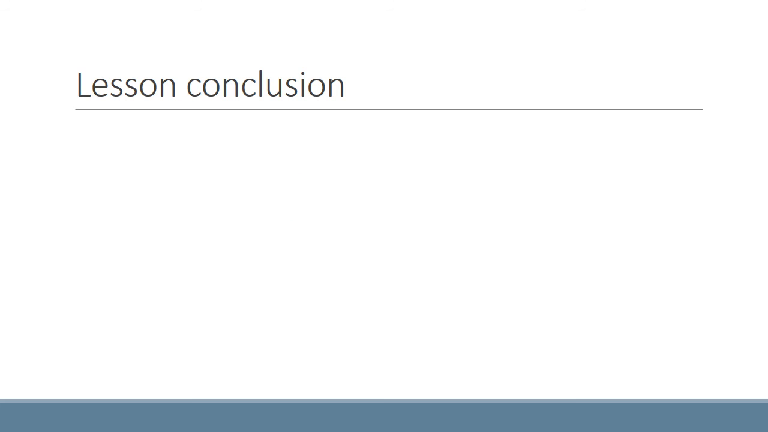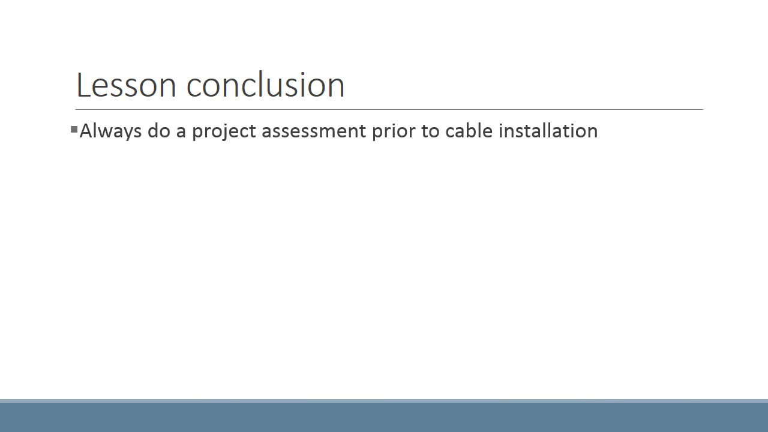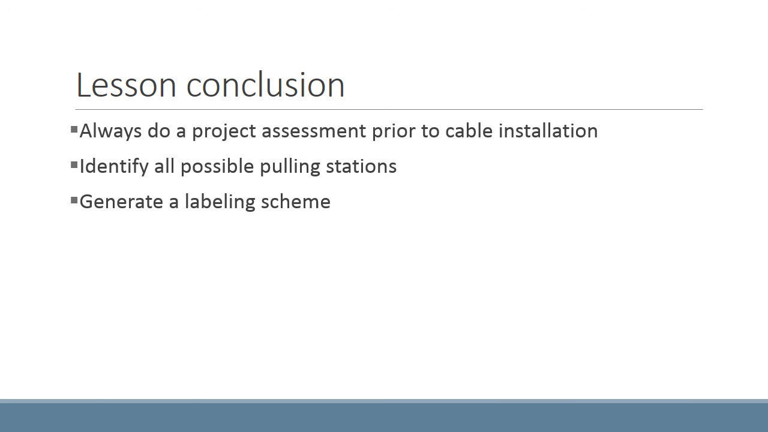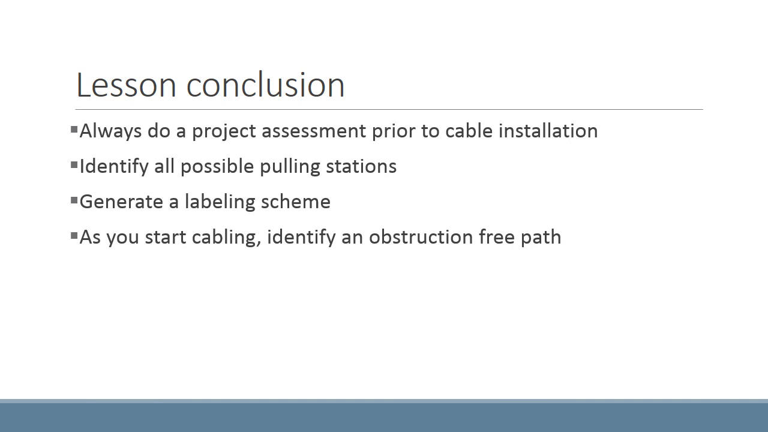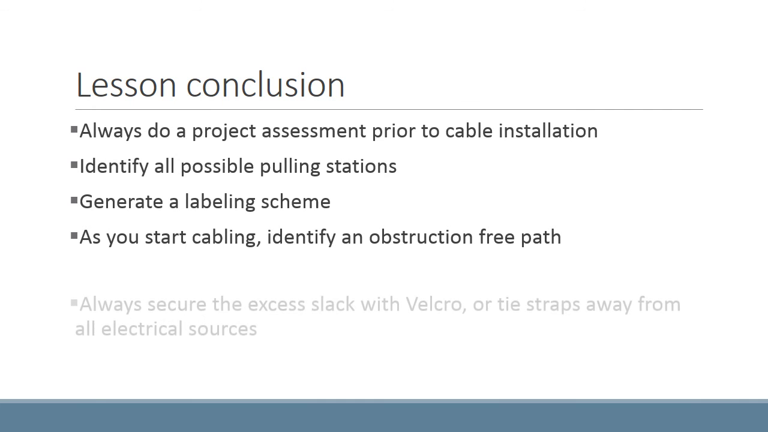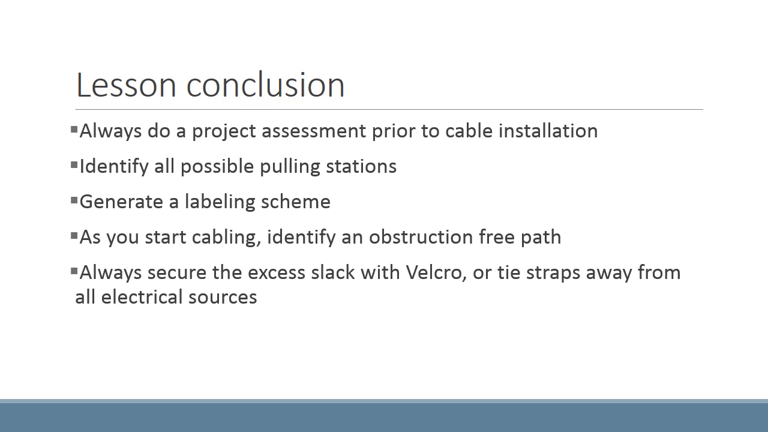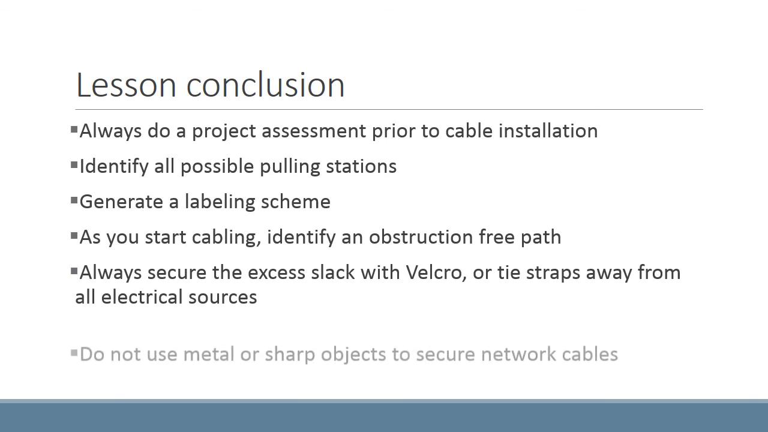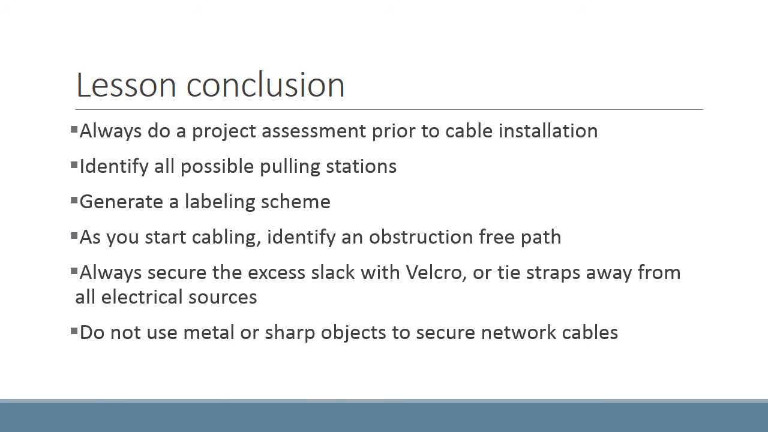In conclusion, always do a project assessment prior to cable installation. Identify all possible pulling stations. Generate a labeling scheme. As you start cabling, identify an obstruction-free cabling path. Always secure the excess slack with Velcro or tie straps away from electrical sources. Do not use any metal or sharp objects to secure network cables.